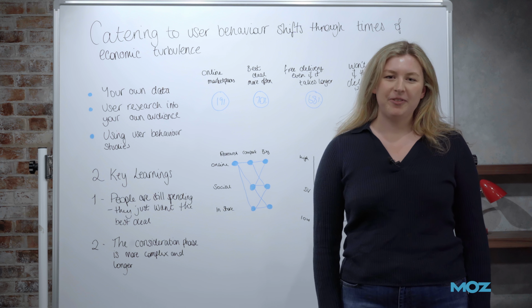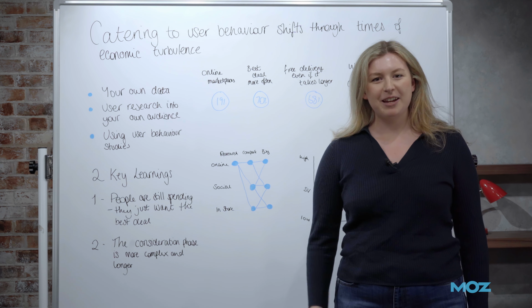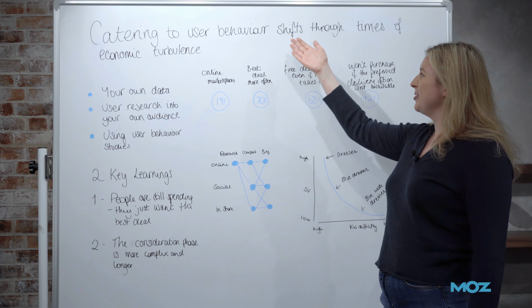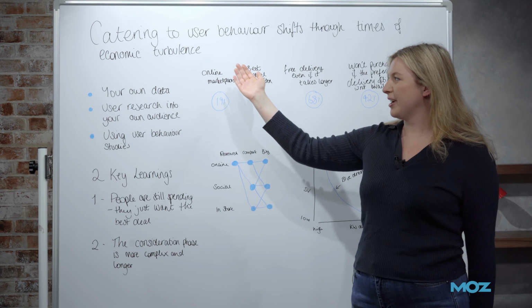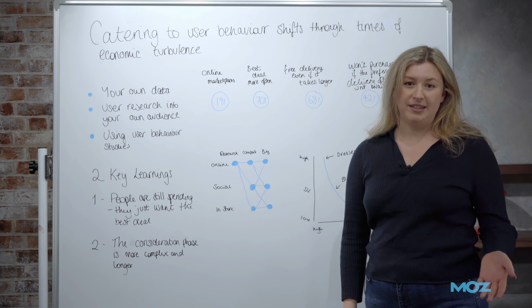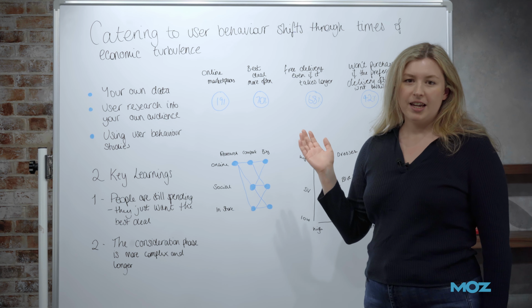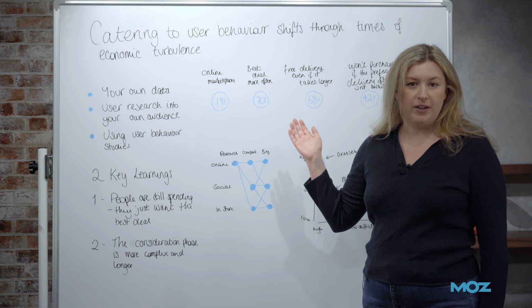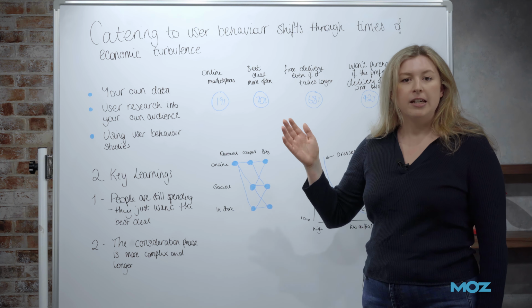I'm Emma Russell, I'm the founder of Oxford Comma Digital, and today we're going to be talking about catering to user behaviour shifts through times of economic turbulence. And we're going to be looking at primarily e-commerce sites. So the first thing that we want to be talking about is user behaviour, and then we're going to be moving on to look at how you can implement a few things in your strategy to make sure that you're catering to these shifts in user behaviour as it changes through times of economic turbulence.